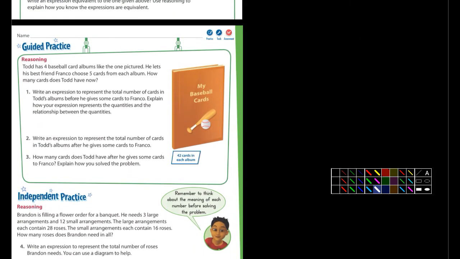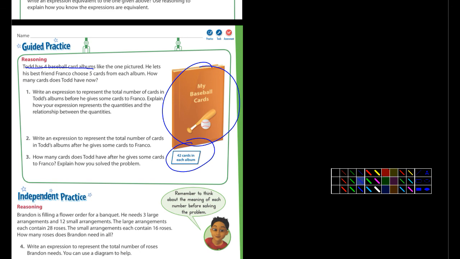Okay, guided practice reasoning. Todd has 4 baseball card albums. All right, so that's probably important information. Like the one pictured. Okay, he lets his best friend Franco choose 5 cards from each album. How nice of him. How many cards does Todd have now? Well, okay, so this is the album they're talking about. They give us a little bit of information right there. It's going to come into play. There's 42 cards in each album. All right, and his friend got 5 out of each album. How many cards does Todd have now? I think you guys can figure that out.